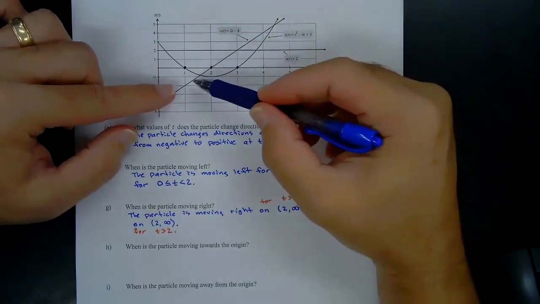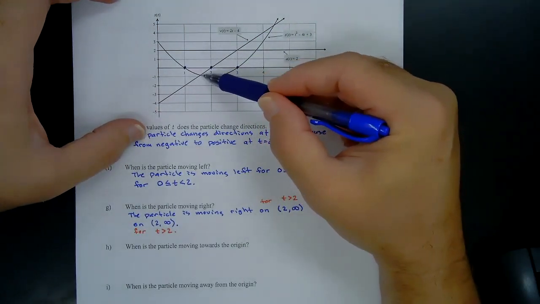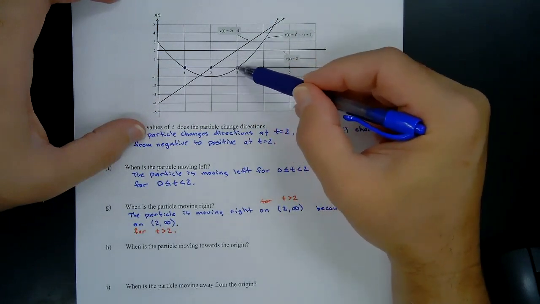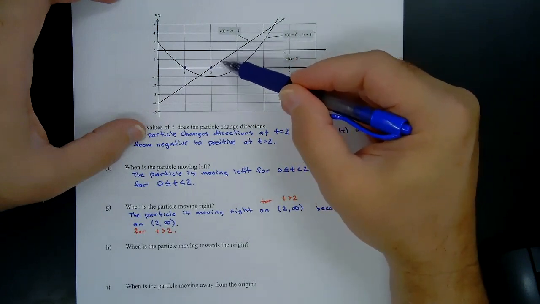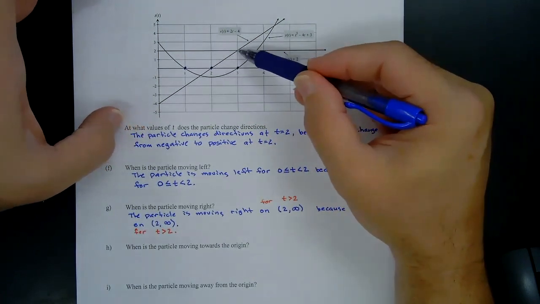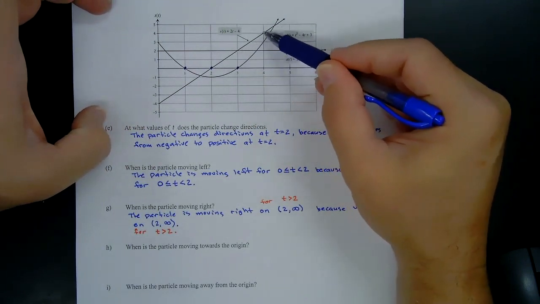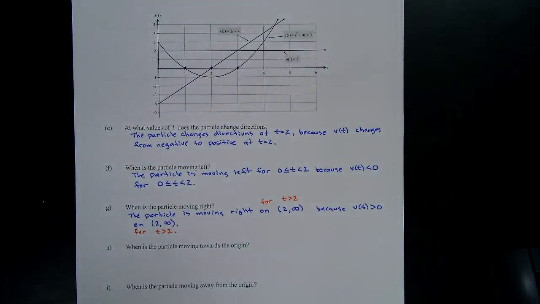From 1 to 2, the position is negative and the velocity is negative. From 2 to 3, the position is negative, but the velocity is positive. And then from 3 on, the position is positive and the velocity is also positive. So you have to look at this. How do you know if you're moving towards the origin?